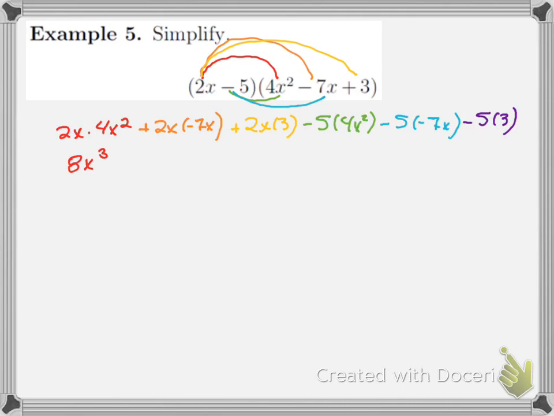So we have 2 times 4 is 8. x times x squared is x cubed. 2 times negative 7 is negative 14 x squared.